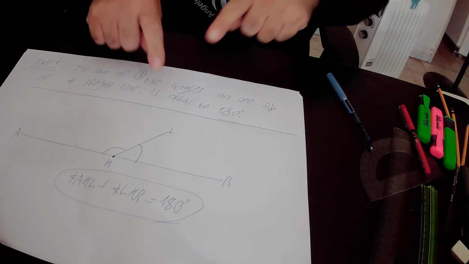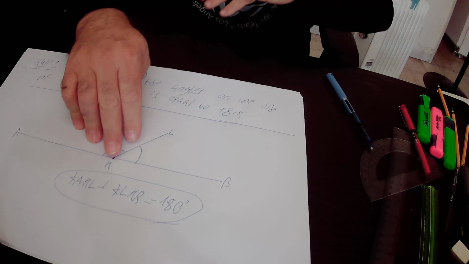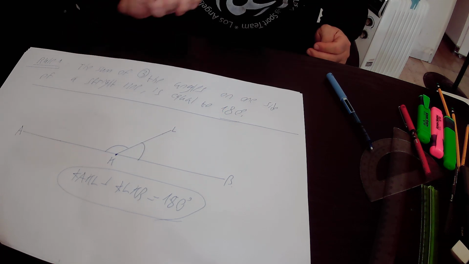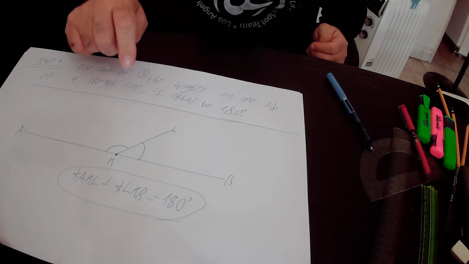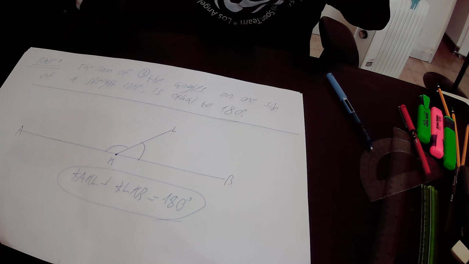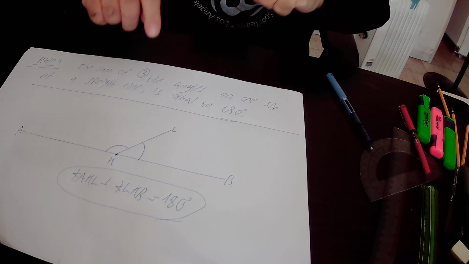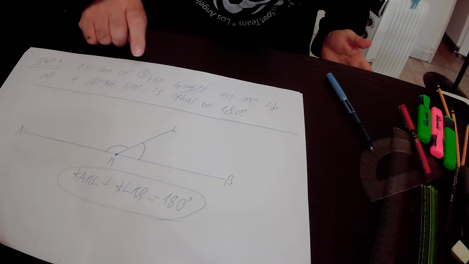So if we focus on the upper side of AB, at point K, we know that according to this rule, rule number 1, the sum of the angles on the upper side of the straight line AB at point K must be equal to 180 degrees. So the sum of those two angles must be equal to 180 degrees. Why? Because on one side the sum of the angles is equal to 180 degrees.